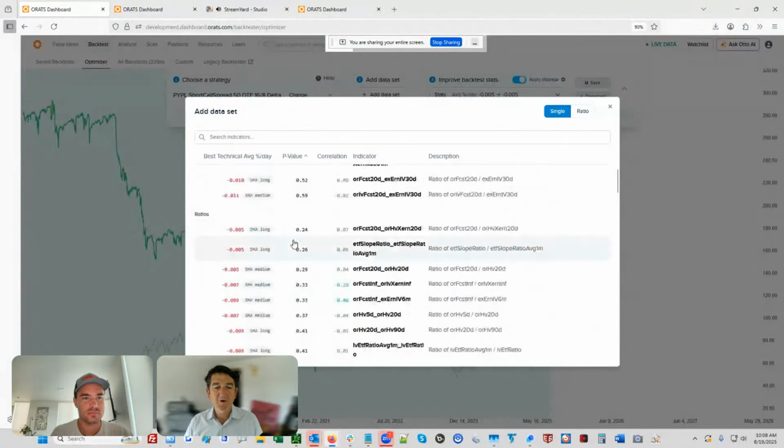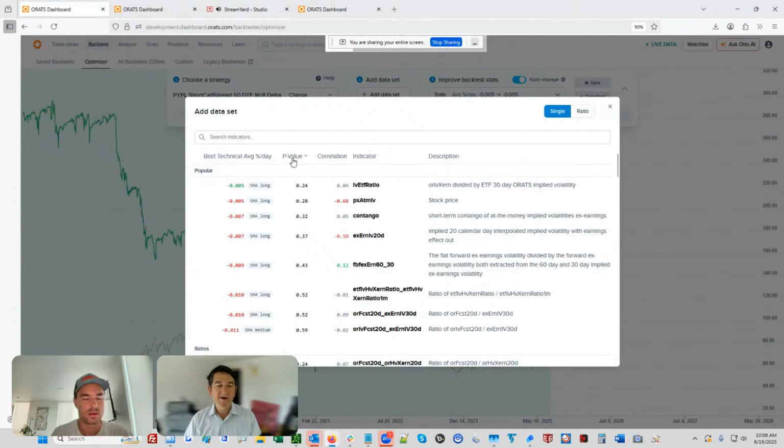Yeah, that sounds great. So I've sorted this by p-value. You could also sort it by average day, but I think the p-value is more important because we want to try to find out not only what is a good indicator that improves our returns, but we want to make sure it's statistically significant, not overfit. And I don't know what the detail is, but you might want to get into a brief conversation about that p-value, Tyler.